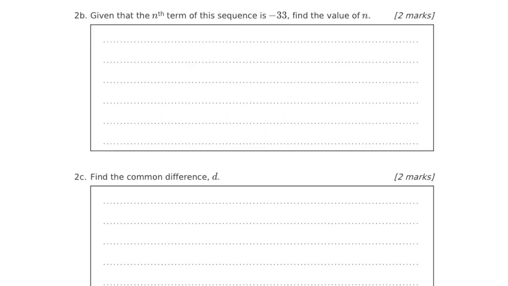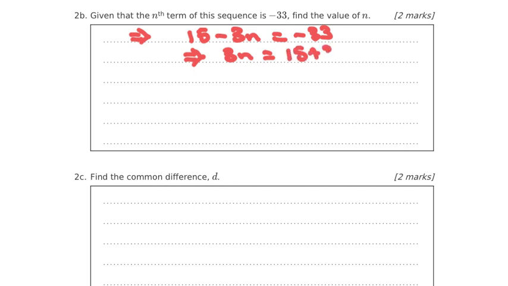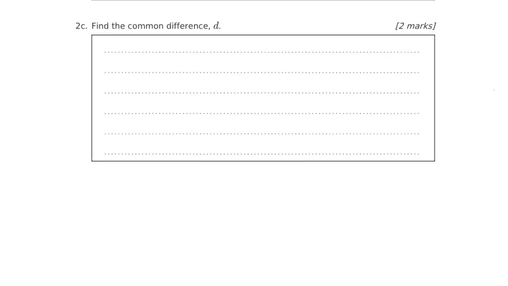2b. Given the nth term of this sequence is equal to −33, find the value of n. Therefore, we know that 15 − 3n is equal to −33. Therefore, 3n is equal to 15 + 33. Therefore, n is equal to 16.